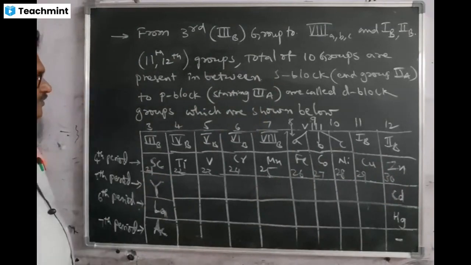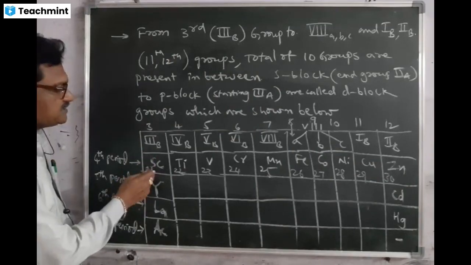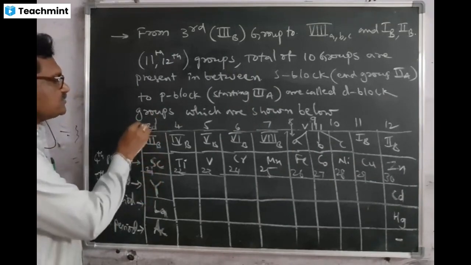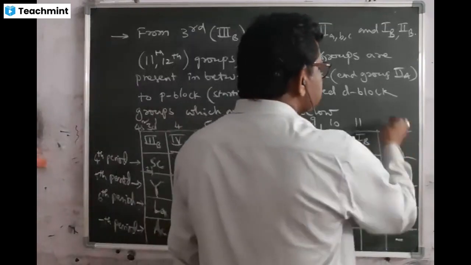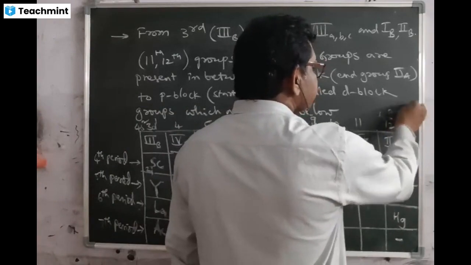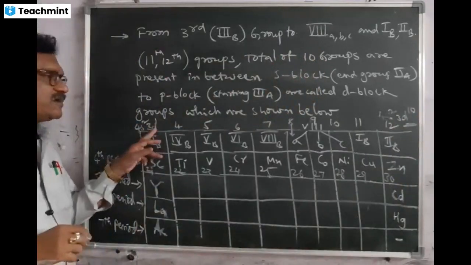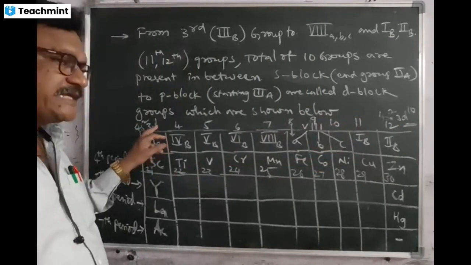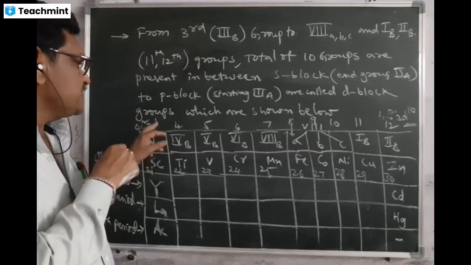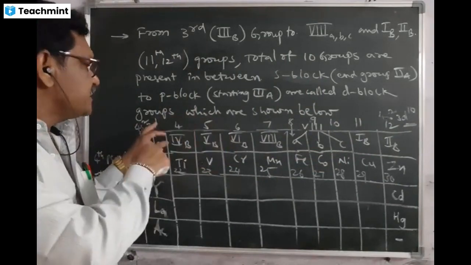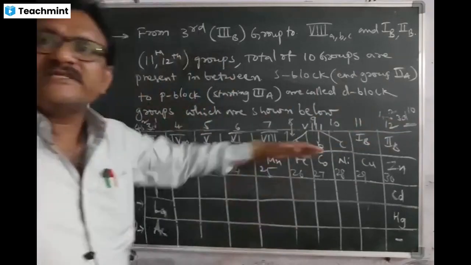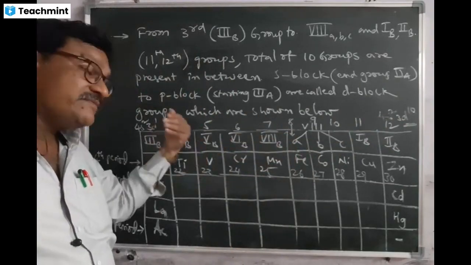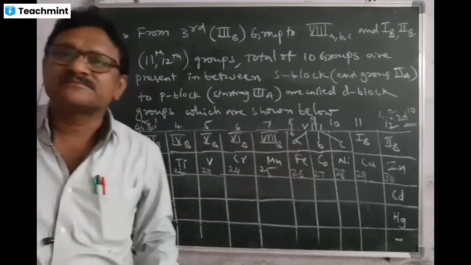Then you know the configuration also. For 21, the outer configuration is 3d1 4s2. In this last group it is 4s2 3d10. From this we can understand that the electron enters into the d orbital of the penultimate shell, continuously entering d1, d2, d3, d4 up to d10. The last coming, differentiating electron enters the d subshell of the penultimate shell. That's why all these are called D block elements. Understood?